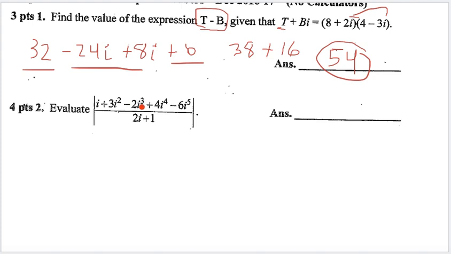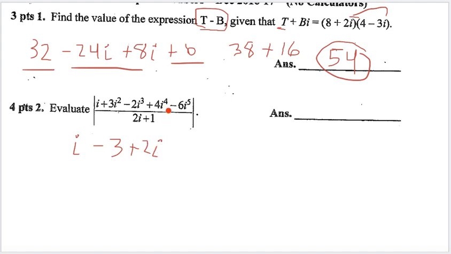We got some i's: i squared, i cubed, i to the fourth, i to the fifth. Okay, I'm going to go one thing at a time. I got my i. 3i squared. Well, I know i squared is negative 1, so that's really minus 3. Minus 2i cubed. Well, in the i cubed, I have an i squared. So I can take the i squared out as negative 1 and make it a plus 2i.